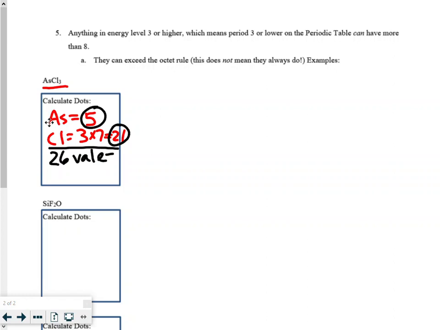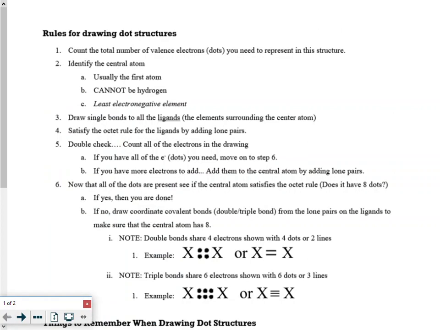So that is the first thing you always do when trying to draw a Lewis dot structure: count the number of valence electrons. So that was step 1. You don't have to flip, I'm going to flip for you. Step 2 says identify the central atom. It is usually the first atom in the compound. It cannot be hydrogen ever. It cannot be hydrogen because hydrogen can only form one single bond.